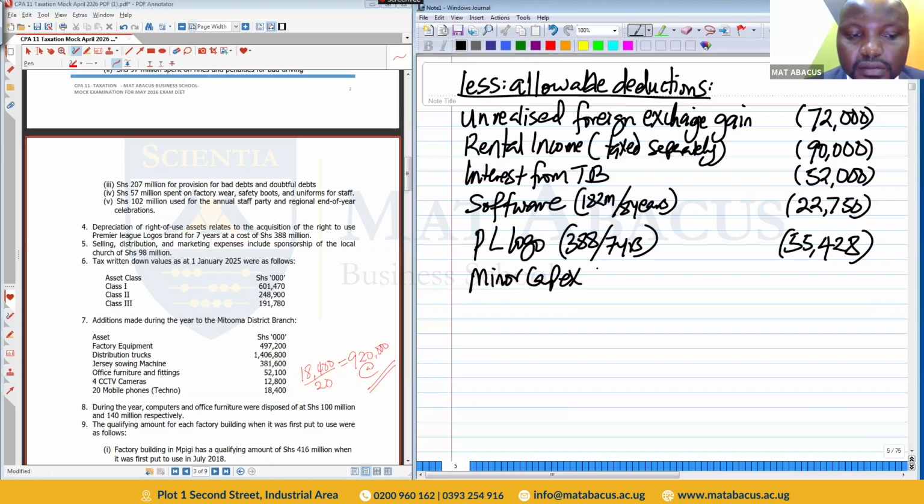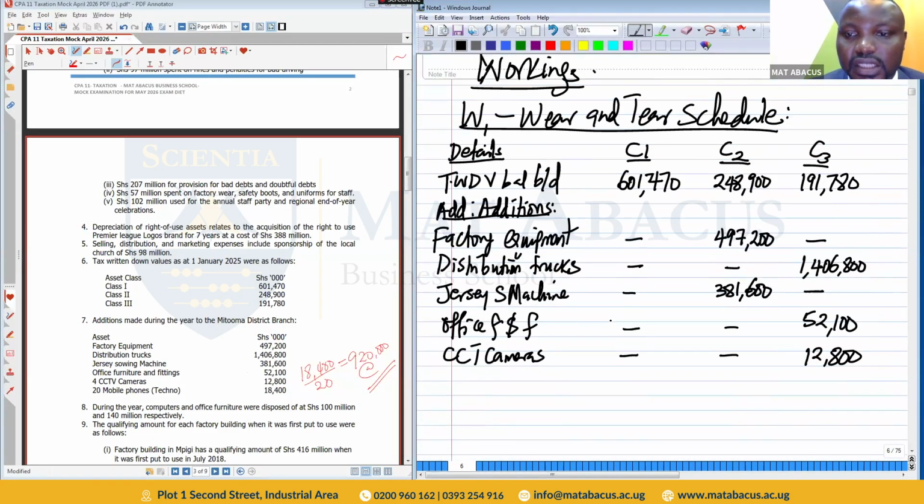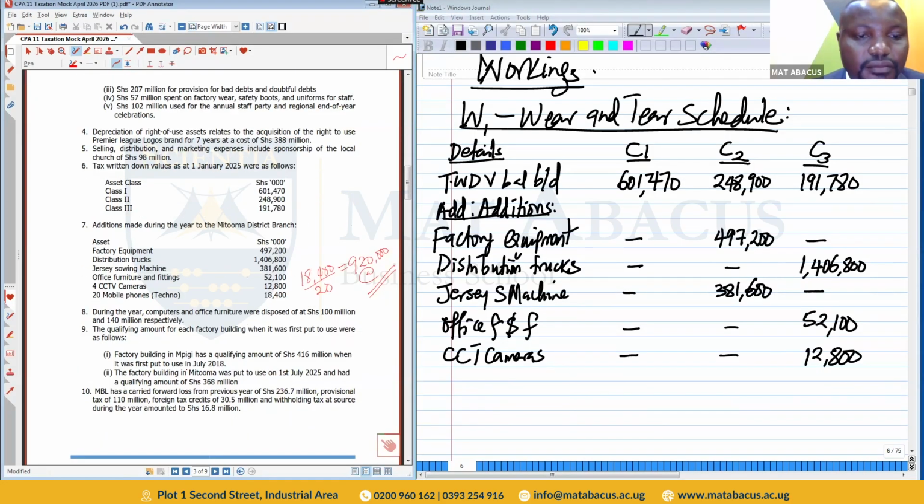Minor capex, mobile phones, of 18,400. And now it will not appear in the wear and tear schedule. So when you are given this, you need to first check what is the cost of each item.